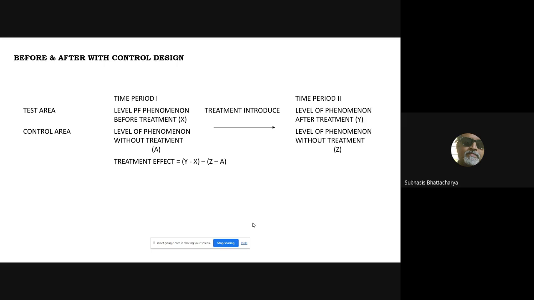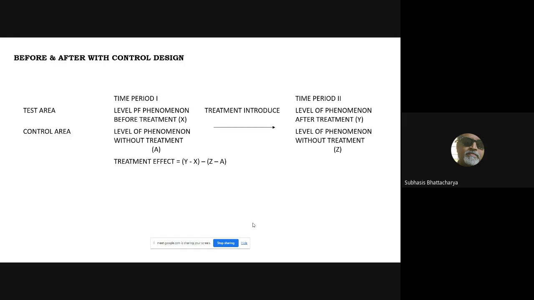That is, before treatment, you have to consider the dependent variable for both areas, and the treatment is then introduced in the test area only, and the dependent variable is measured in both for identical time periods after the introduction of the treatment. So the treatment effect is determined by subtracting the changes of the dependent variable in the control area from the changes in the dependent variable in the test area. So this design can be followed this way.